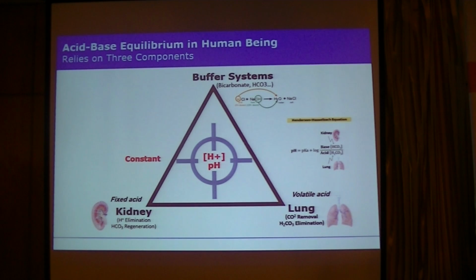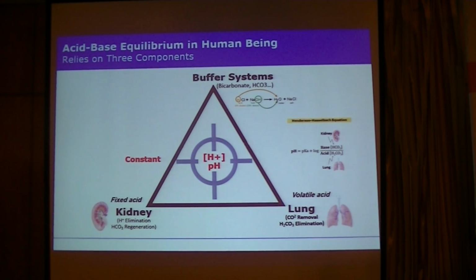The next is, of course, the lungs. But the lungs just remove what we call volatile acid. So we can remove CO2 by the lungs, but there is no way to eliminate hydrogen. We just remove CO2. And the last is the kidney. The kidney is a more efficient system because it can eliminate hydrogen by different ways, such as ammoniagenesis, but it can also regenerate bicarbonate, which is a buffer. So we have to play with the 3 elements. The first line is the buffer, the second line is the lungs, and the third is the kidney. And this is the normal physiology.